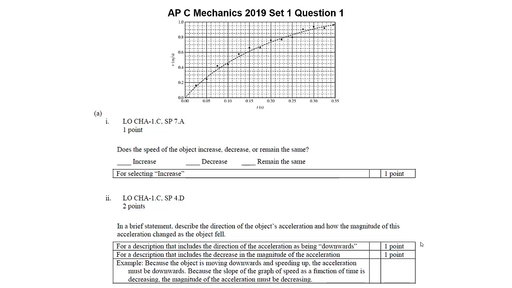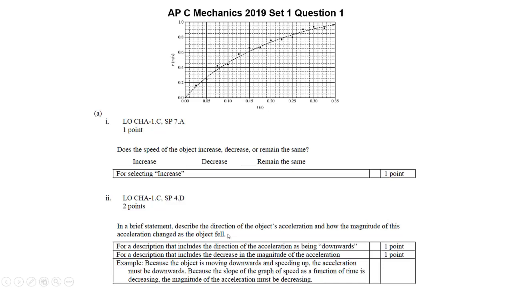So part A1 was, does the speed increase, decrease, or remain the same? Well, I hope you look at the graph and say, as we go through time, the speeds get larger, so it's increase. Right? That's why it's 1 point. Notice not even a justify.